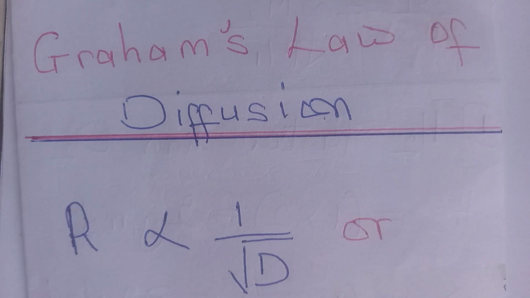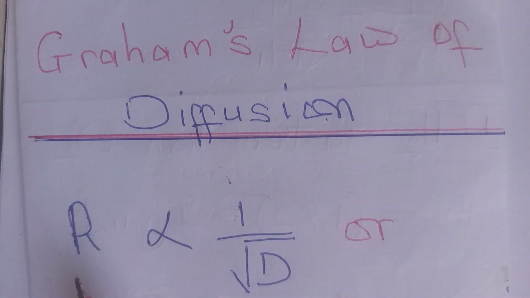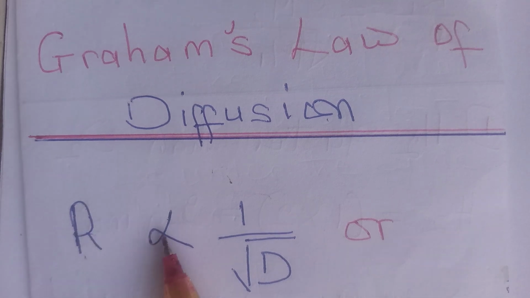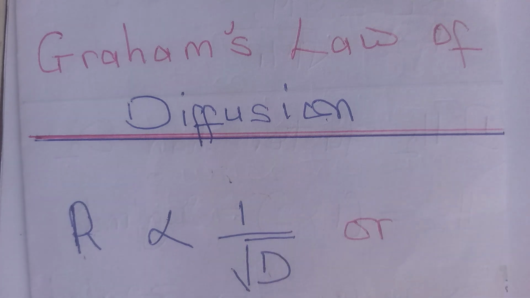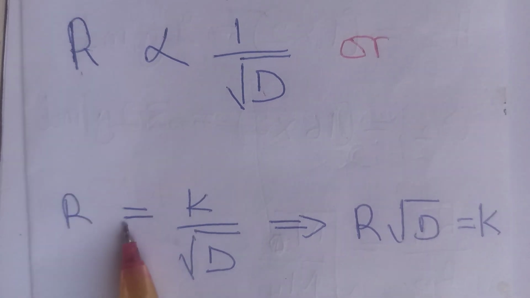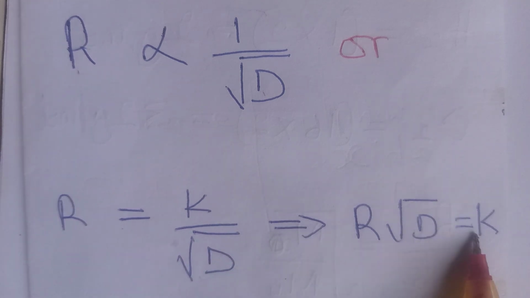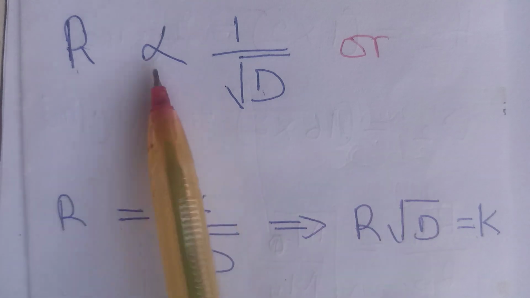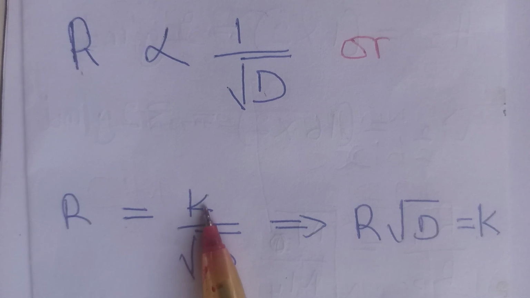I am Osas, the author of this channel, and in this video, we're going to give attention to Graham's law of diffusion. Graham's law of diffusion states that the rate of diffusion of a gas R is inversely proportional to the square root of its vapor density D. If you change this to a mathematical equation, you will have R equals K over square root of D. In other words, R root D will be equal to K. Remember, when you change the proportionality sign to an equality sign, you introduce the constant.